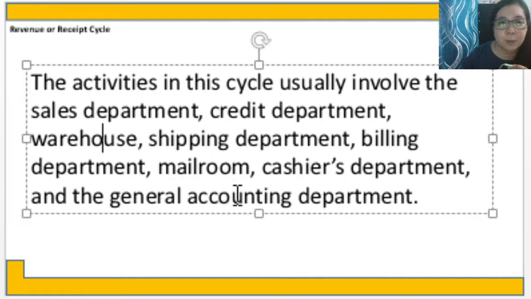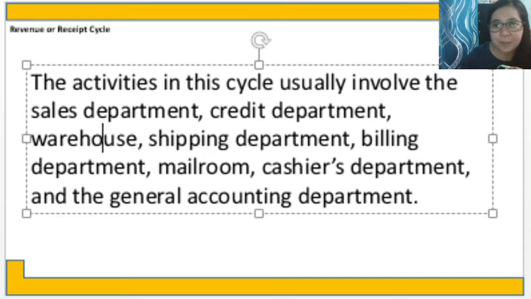The mail room is where, for example, if the payment is made through a check or other correspondence is made between the buyer and the seller, they are the ones responsible. The cashier's department is the one receiving the payments or the collection of cash. And the general accounting department, of course, is the one who records these transactions.